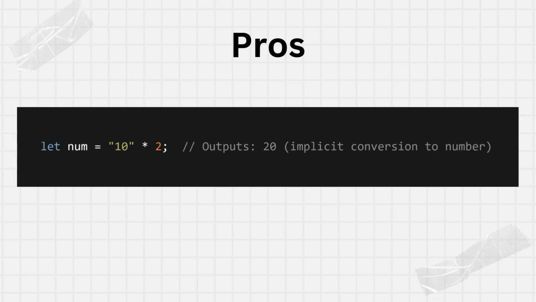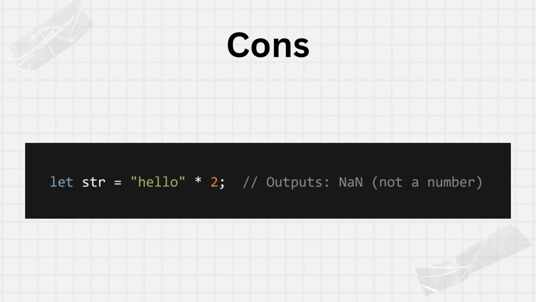Let's check some pros and cons. Pros: more flexibility, as you can easily change the type of a variable without worrying about type constraints. Cons: can lead to bugs, especially when you expect certain types.